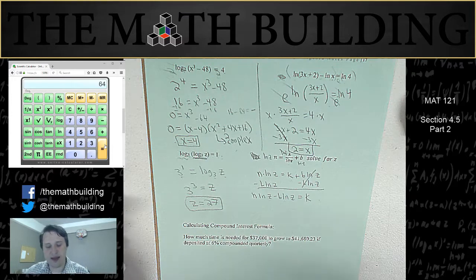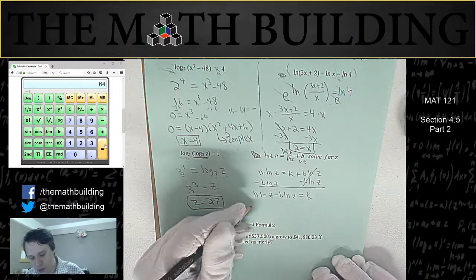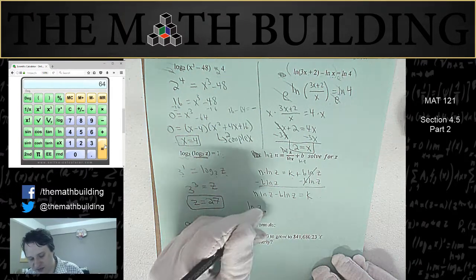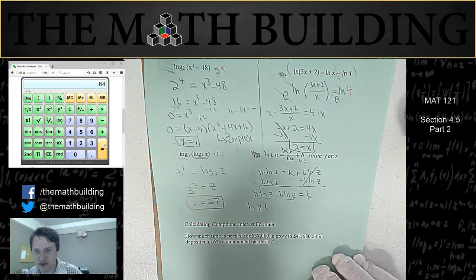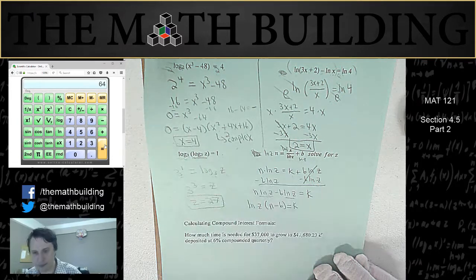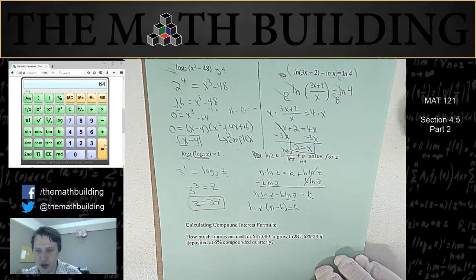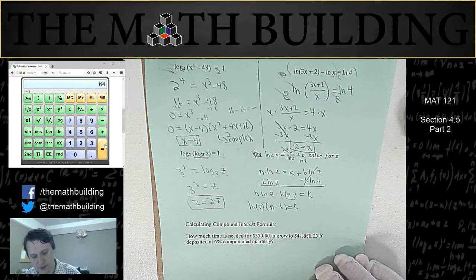So we get n times ln of z minus b times ln of z equals k. Now factor the natural log of z out. Do you see how both of these have a natural log of z? So let's factor that out, which will give us n minus b in parentheses equals k. So as you can see, we're slowly working to getting our z. Remember, this is the natural log only of z right there.